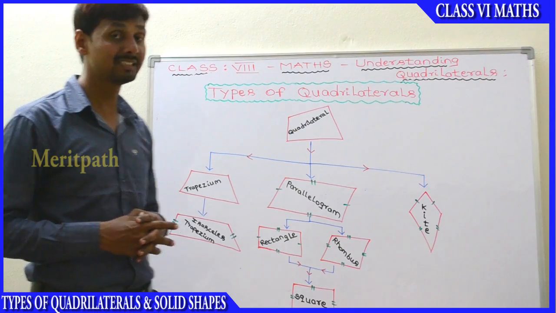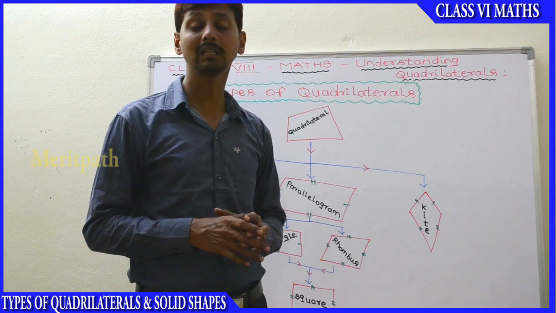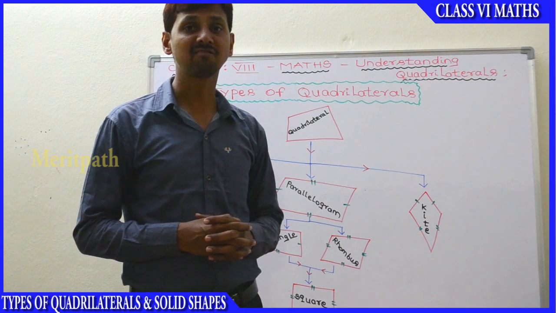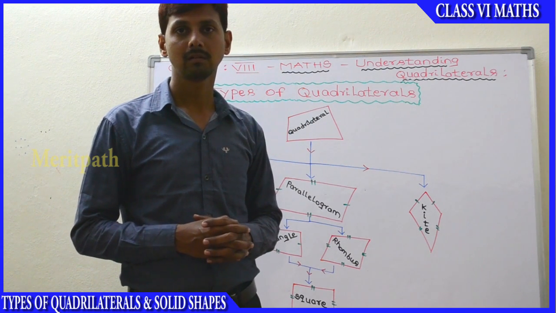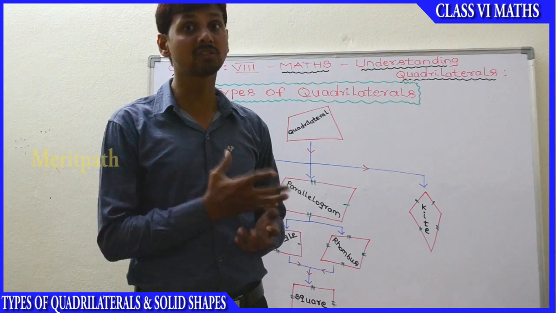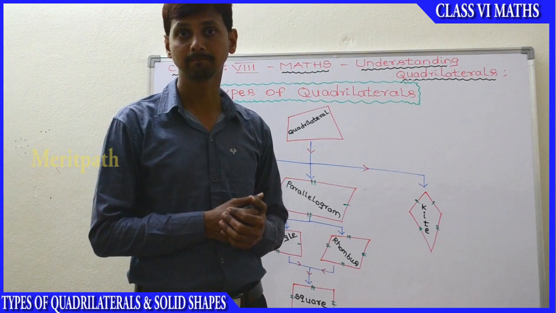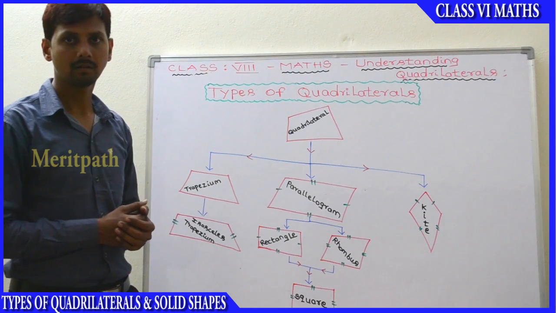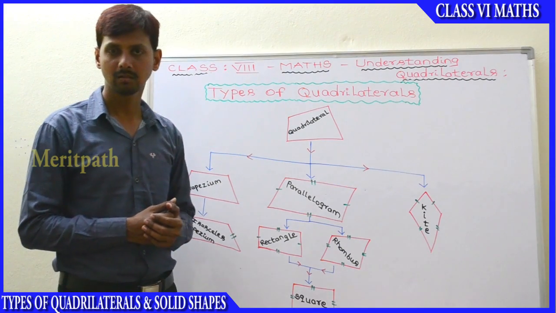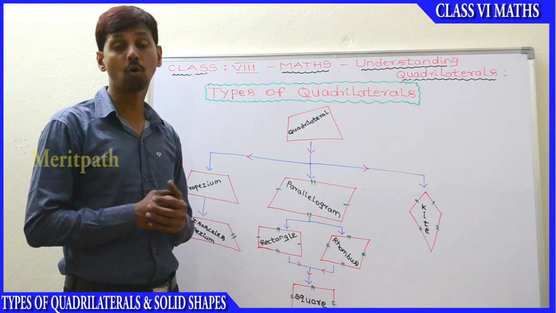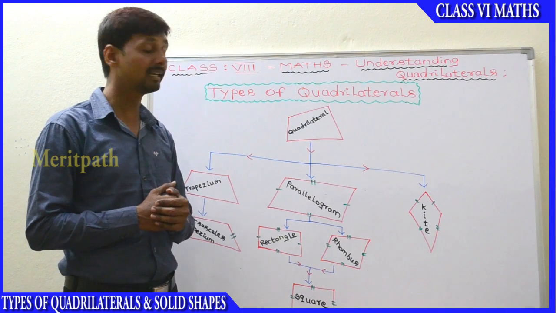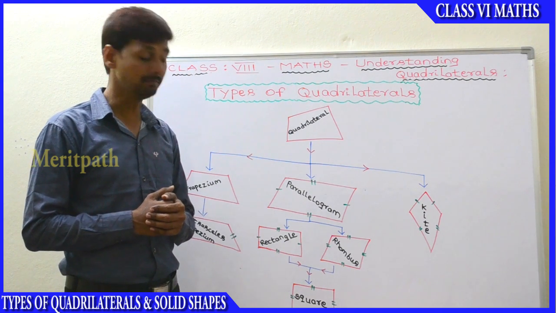Here we have different types of quadrilaterals that we are taking, which is a four-sided figure. In that, if one pair of opposite sides are parallel, we call it a trapezium.